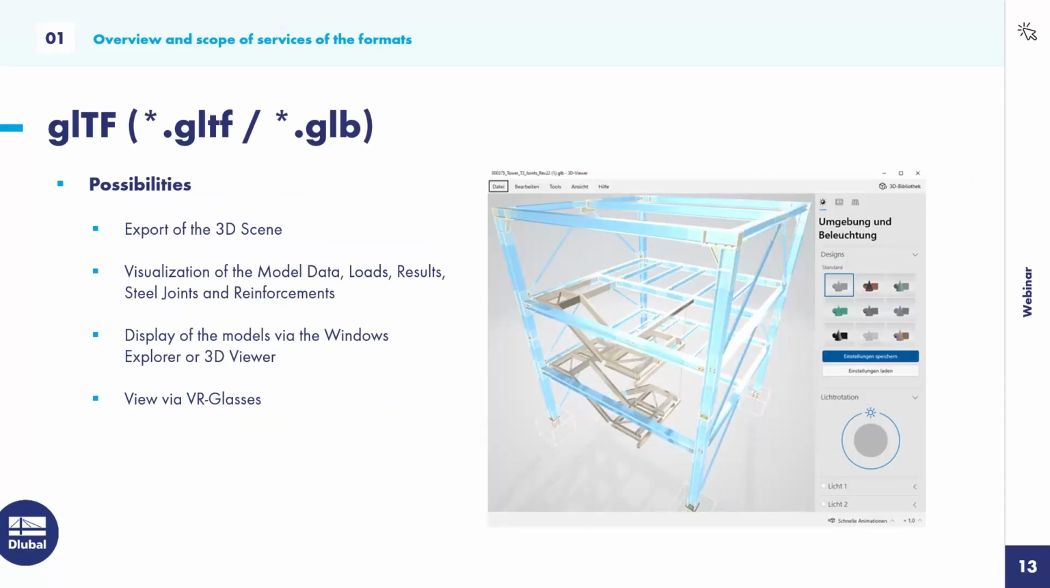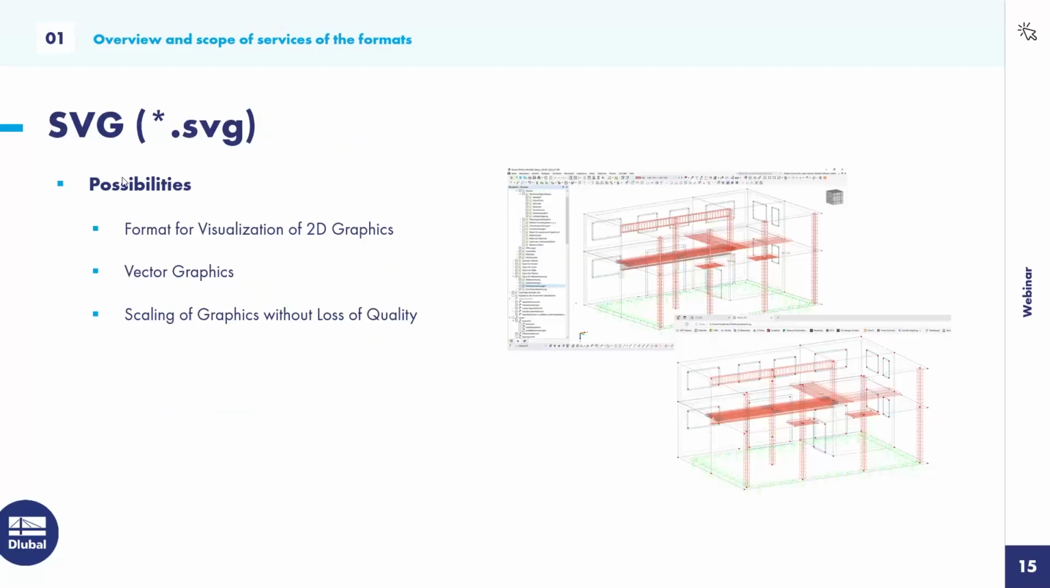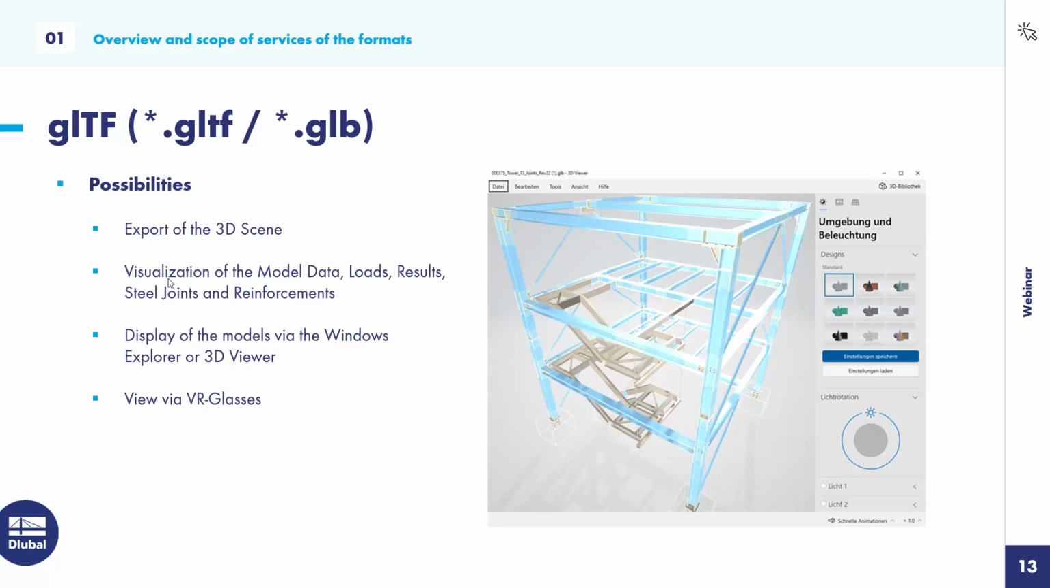All right, now let's come to the last three file formats that we have. The GLTF format is one of them, the VTK and the SVG. All three file formats are, how should I say, a byproduct of our own development. We are using them mostly internally for other use cases, but we thought, since we are creating them internally, why should we not offer them also as an export option inside RFEM 6?